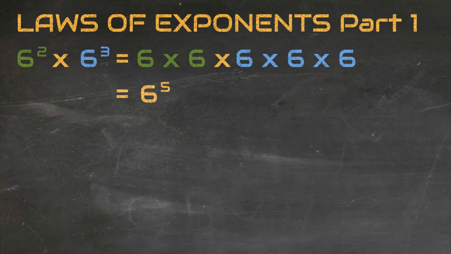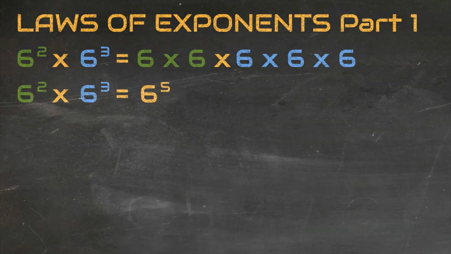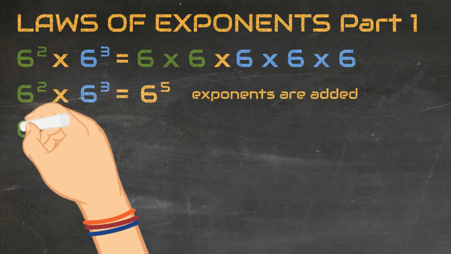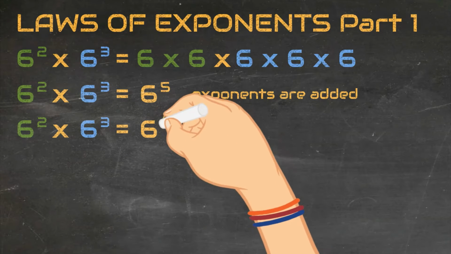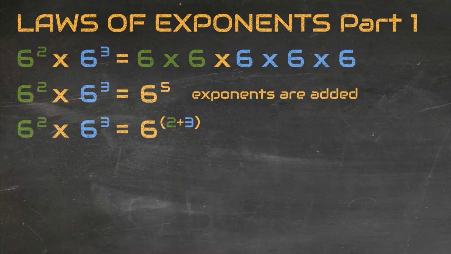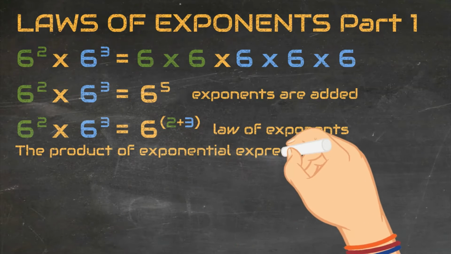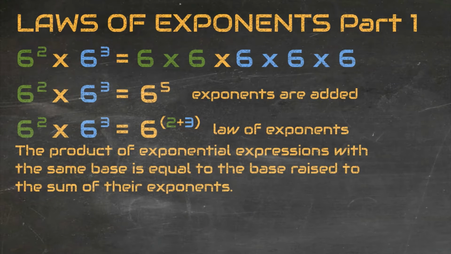Is that right? Yes, that is correct. 6 squared times 6 cubed is therefore equal to 6 to the 5th power. What have you noticed? The new exponent 5 is equal to the sum of the exponents. 6 squared times 6 cubed is actually equal to 6 raised to the power equivalent to the sum of exponents 2 and 3. This is one of the laws of exponents. The product of exponential expressions with the same base is equal to the base raised to the sum of their exponents.